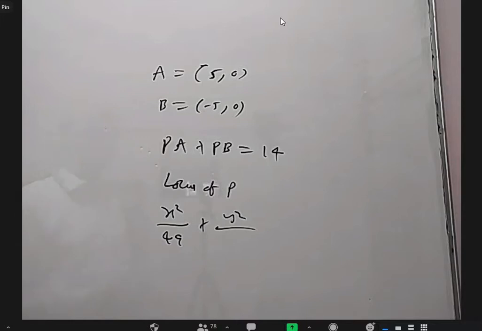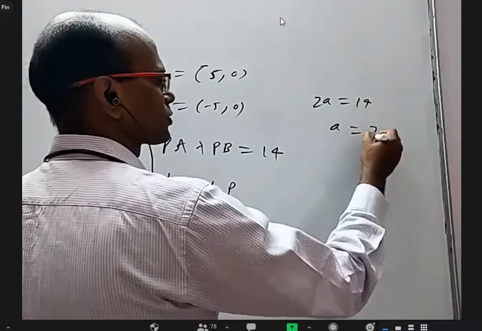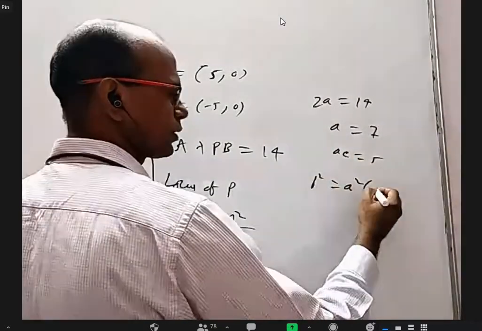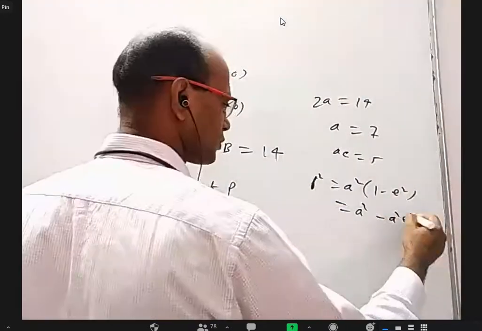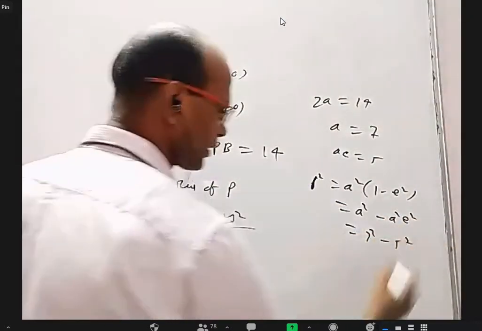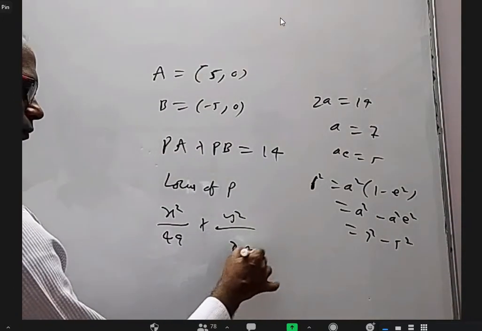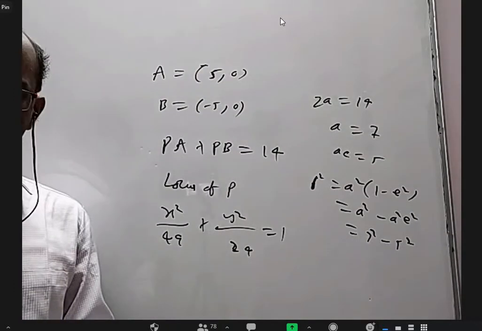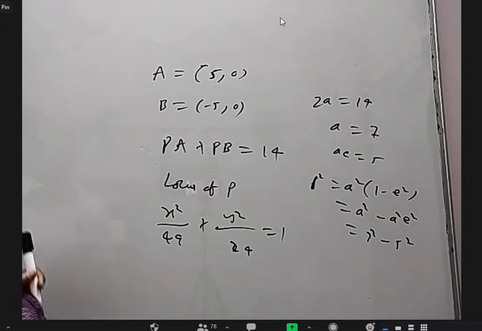Why taking so much time? Come on. 2a equal to 14, a equal to 7, ae is equal to 5, and b square equals a square into 1 minus e square. You should remember this: a square minus a square e square. This is 7 square, this is minus 5 square. So it is 24. Okay, so we could do just like that, right? Yes, sir. Okay.